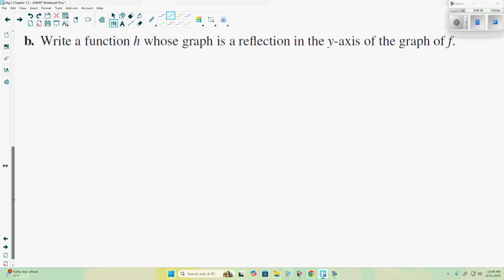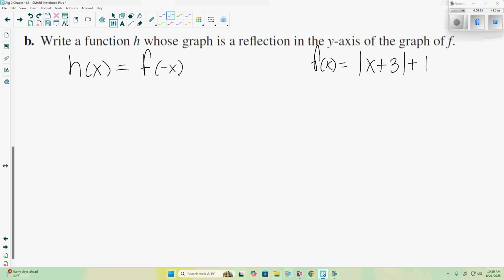B, write a function h of x whose graph is a reflection in the y-axis. So our f of x function, I'm going to write it again. This is what we started with, f of x. Now, this time we want a reflection in the y-axis. Again, I'm just referring back to these forms to help me see how it's being applied to the function. Now, reflection in the y-axis, the general form, how we state this transformation, is f of negative x. That's just the general form for reflection in the y-axis. Questions on this so far?